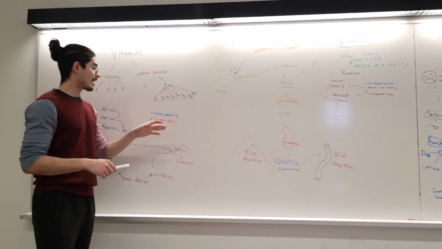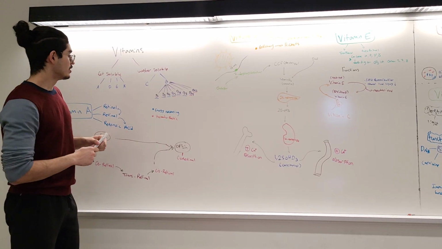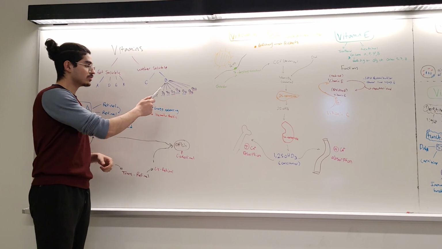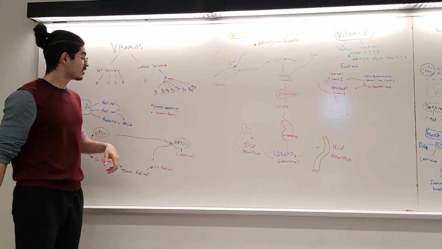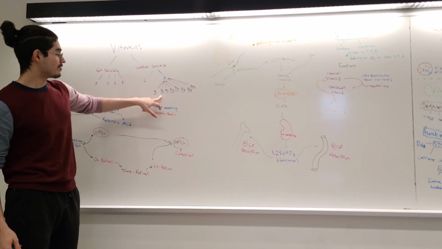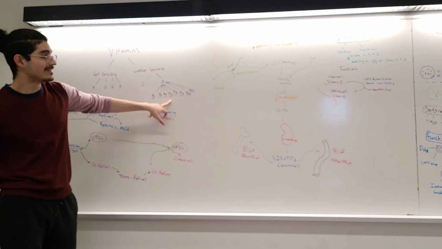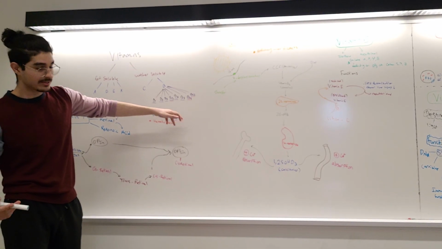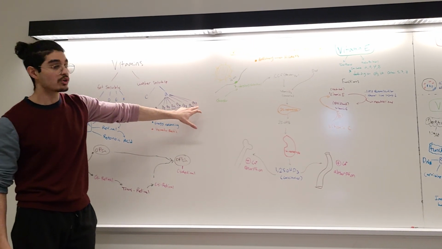Now, vitamin B has got a lot to it, the whole B complex. You can have B1, B2, B3, B5, B6, B7, B9, and B12. Now, B1 is thiamine, B2 is riboflavin, B3 is niacin, B5 is pantothenic acid, B6 is just B6, B7 is biotin, B9 is folate, and B12 is cobalamin.